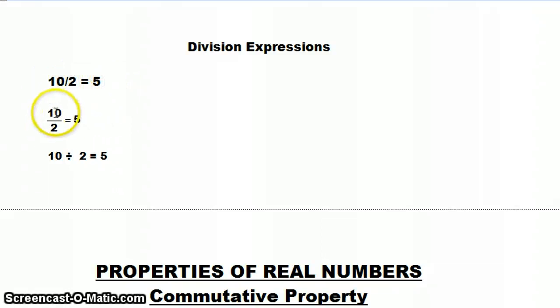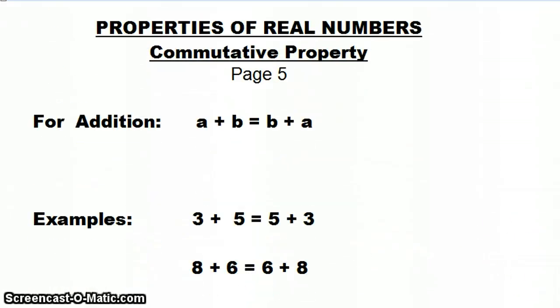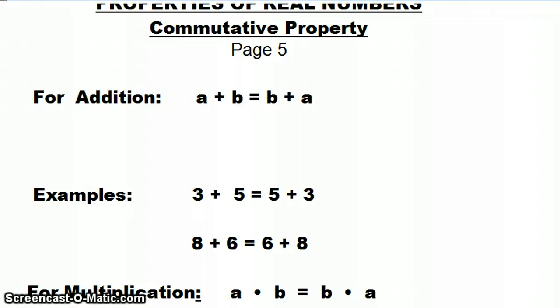The middle expression is how we typically write fractions, 10 over top of a 2, so that again means 10 divided by 2 is equal to 5. And in the third expression we see the true division symbol, and again it means 10 divided by 2 is equal to 5.